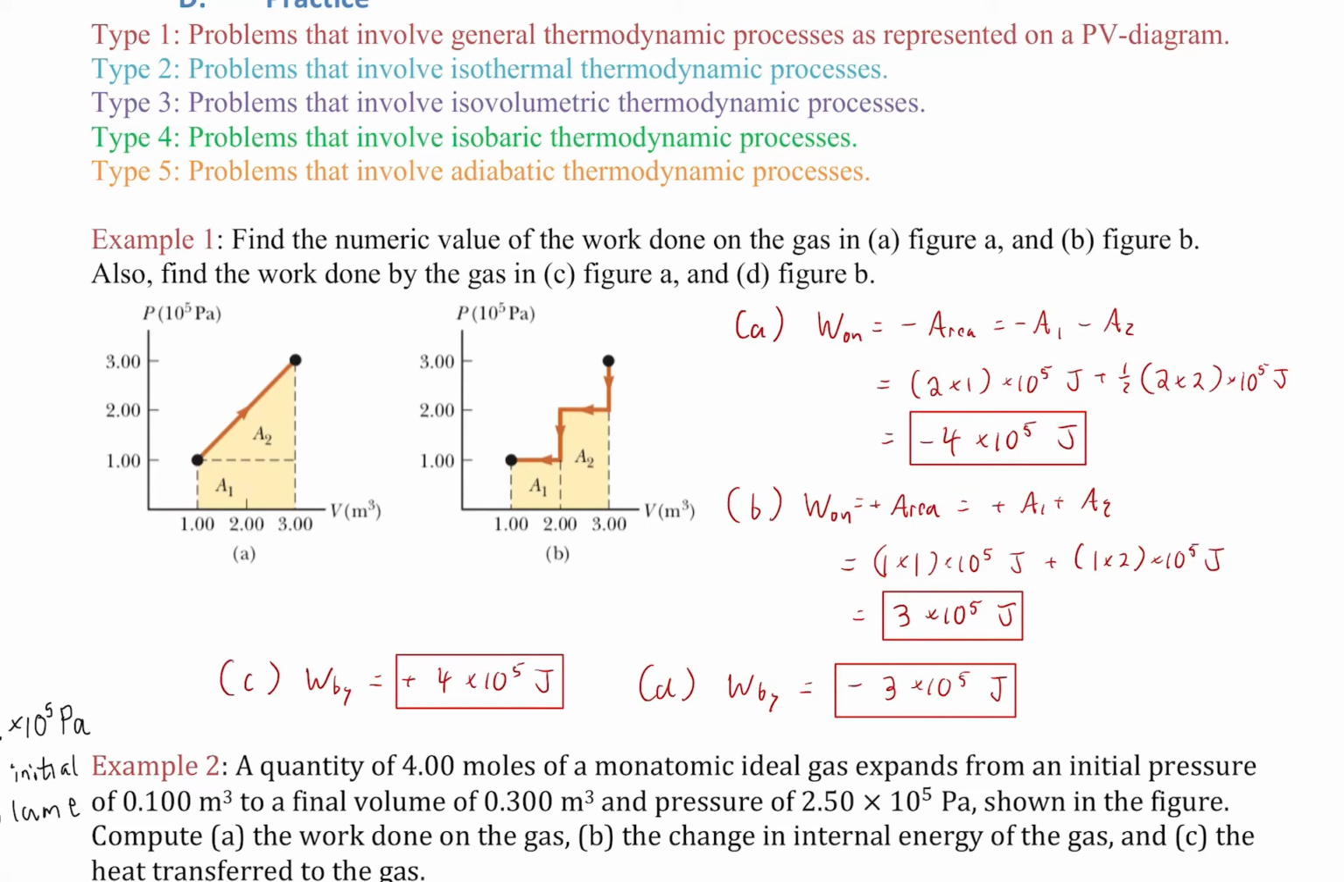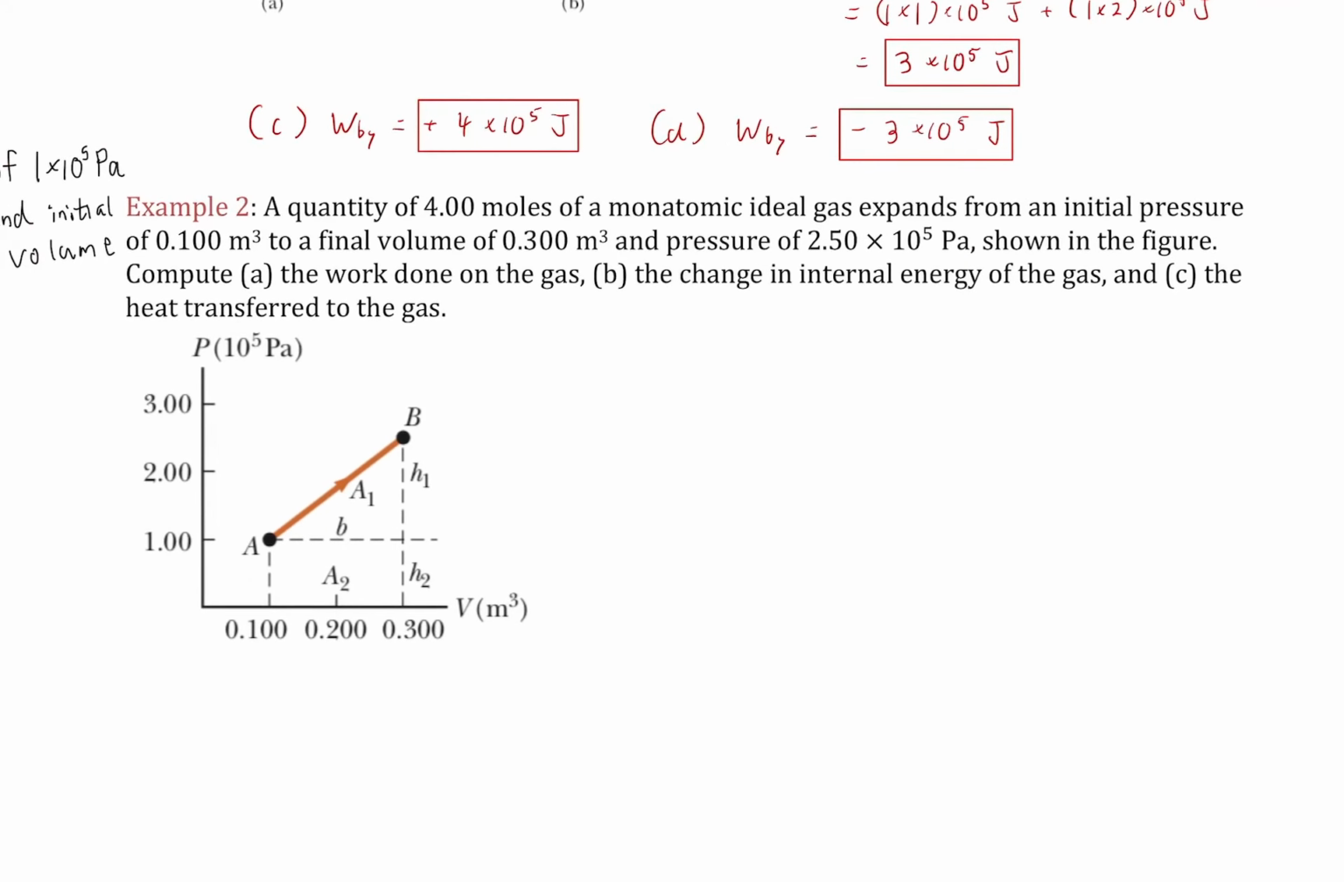And I know that's a little bit strange because we don't normally think of the work being done on the gas being negative when the gas is expanding. We just think of the gas doing positive work on the outside world. So we tend to focus on the positive, not the negative. But sometimes we have to be able to switch the signs to make sense of the problems that show up with these thermodynamic processes and PV diagrams. Okay? All right. So let's move on to the next example.